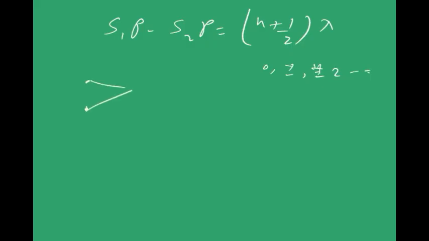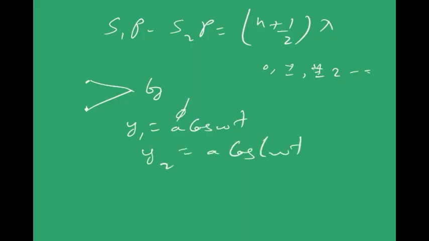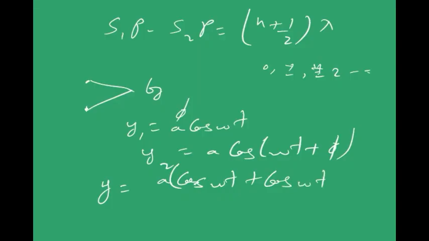So let us try to generalize this. Say an arbitrary point G, and let the phase difference between these two displacements at point G be phi. Phi may be anything, okay? So my y1 be a cos omega t, and y2 at that point be a cos (omega t plus phi). So my resultant will be y1 plus y2, right? It is a cos omega t plus cos (omega t plus phi).